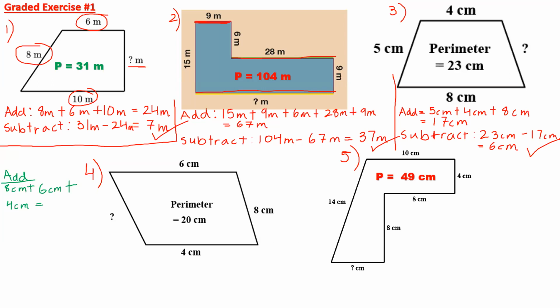Put your answer for number 4 in the chat for me, please, before he gives the answer. What did you get? 18? No, sir. That's what you get when you add. So 18 is not your final answer? No, sir. Okay, so what do we do next? And then I took the perimeter and subtracted it from the 18, which gave me 2. And that's my final answer. 2 centimeters.